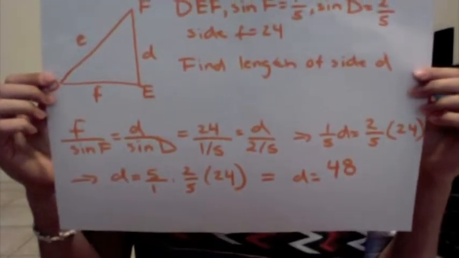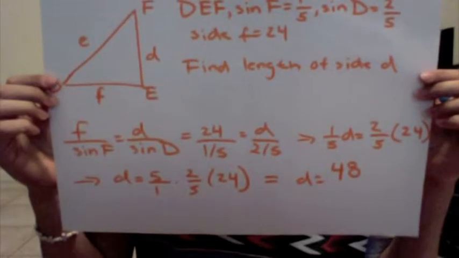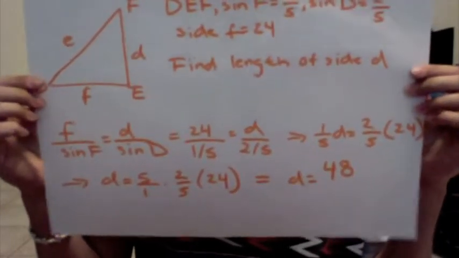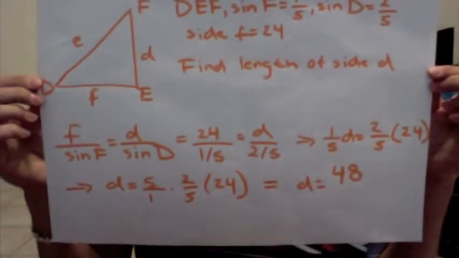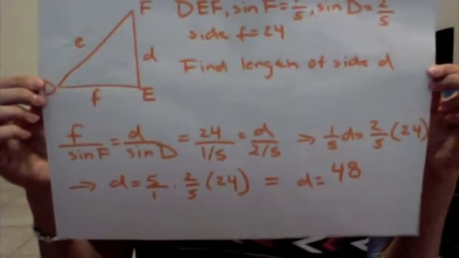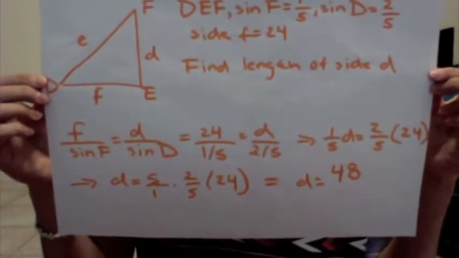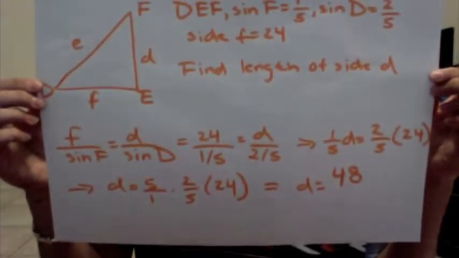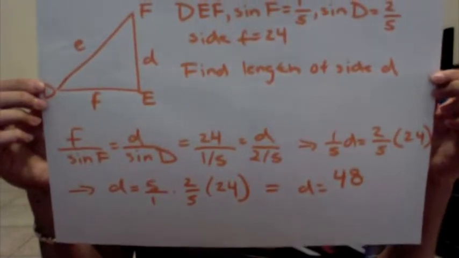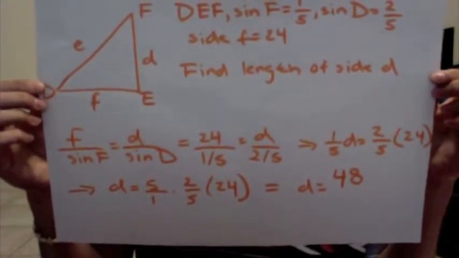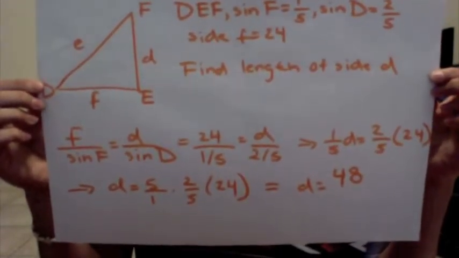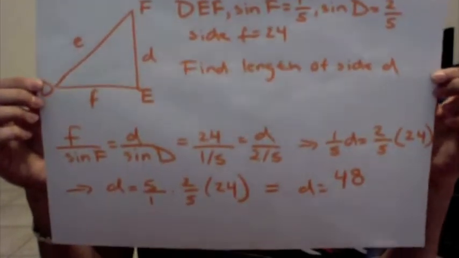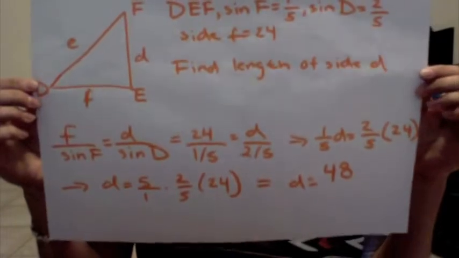In triangle DEF, sine F equals 1/5, sine D equals 2/5, and side f equals 24. We have to find the length of the side d. First, you do f over sine F equals d over sine D. Then you place the numbers in the correct corresponding place. 24 over 1/5 equals d over 2/5. Since we're finding d, d equals 24 times 2/5 over 1/5. Then d equals 5 over 1 times 2 over 5 times 24, which the answer would be 48, which is the length of side d.